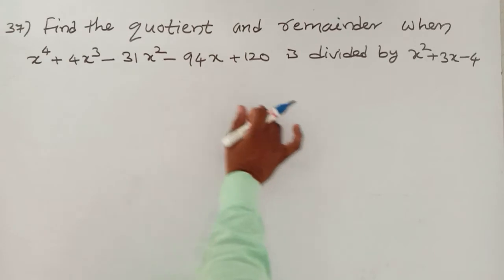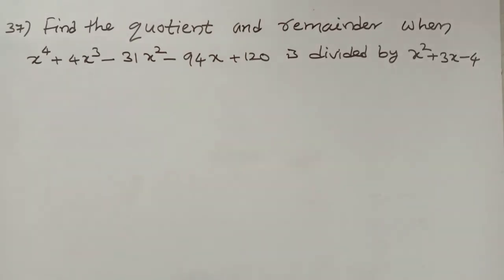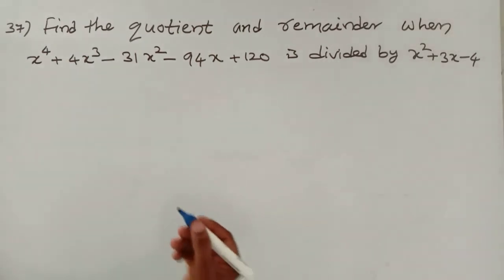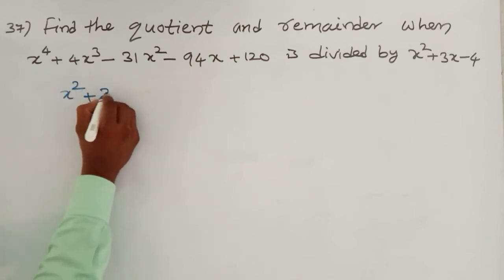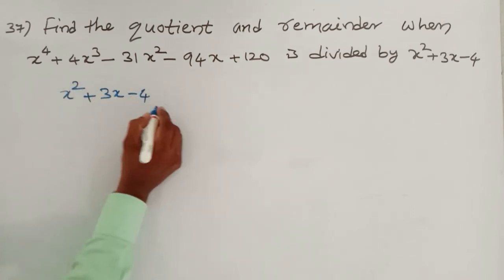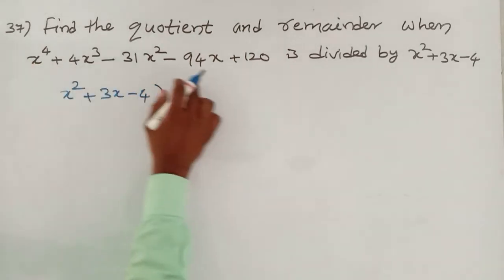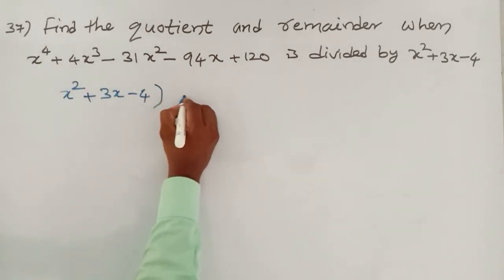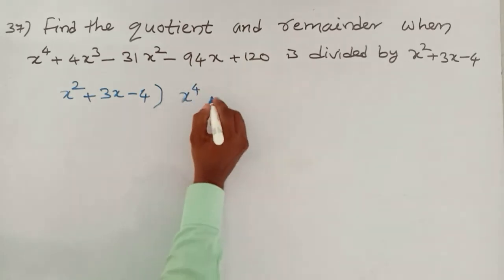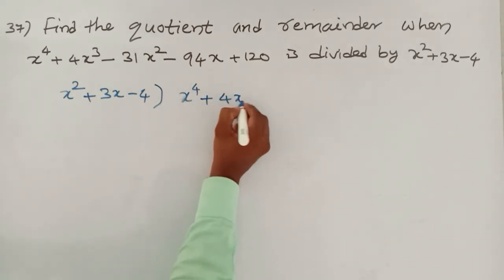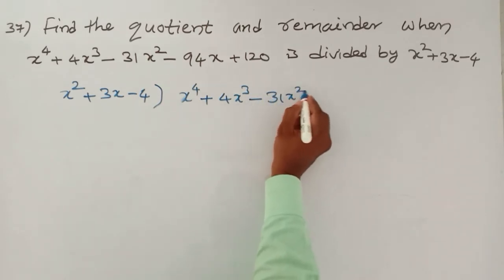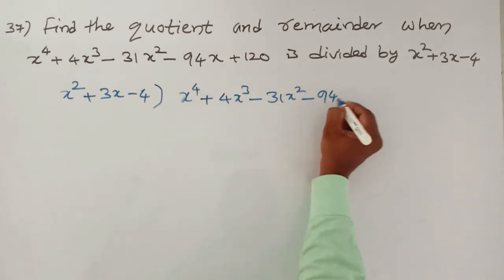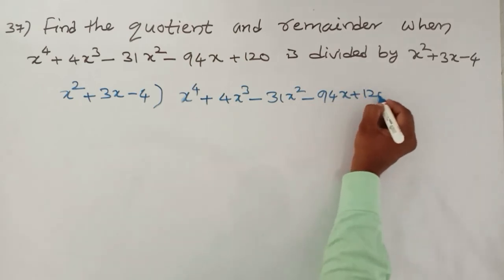When they ask for the remainder and the quotient, we will use the long division method. So here I am doing long division: x square plus 3x minus 4 divides into the dividend. First I need to arrange the terms in descending order of power of x: x to the power of 4 plus 4x cube minus 31x square minus 94x, and the constant term plus 120.